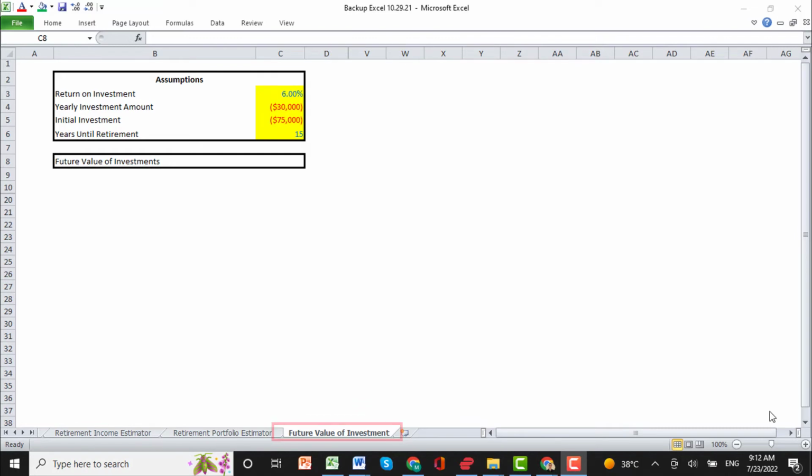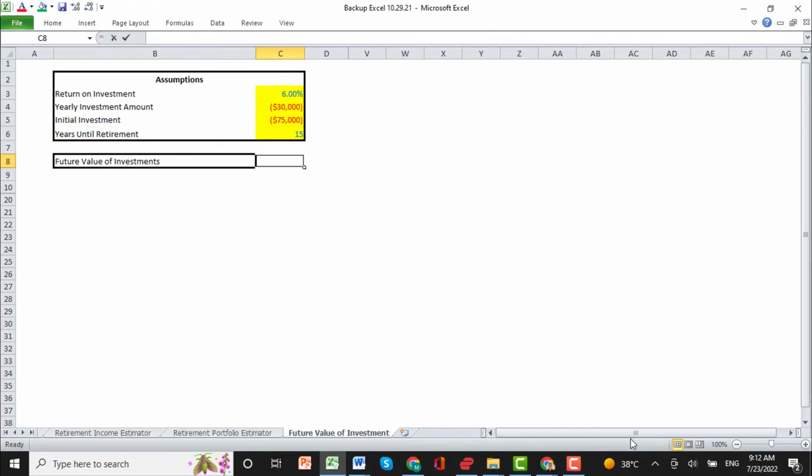So here you can see we're on the Future Value of Investment tab, and this file can be found on my website, michaeltoteridgefinance.com. And starting in the top left, you can see our assumptions. The return on investment is 6%. The yearly amount to invest is $30,000, or their disposable income of $2,500 per month times 12 months. Their initial investment is $75,000, and this represents how much cash they have currently to invest. And then lastly, the time until retirement is 15 years.